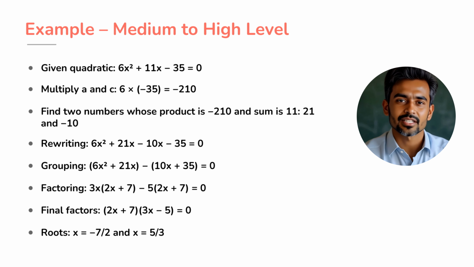Group the terms: 6x squared plus 21x, minus 10x minus 35. Now factor: 3x into bracket 2x plus 7 close bracket minus 5 into bracket 2x plus 7 close bracket. So the factors are bracket 2x plus 7 close bracket into bracket 3x minus 5 close bracket equals 0. Solving gives x equals negative 7 by 2 and x equals 5 by 3. That's a solid example of how middle term splitting scales up to harder equations.